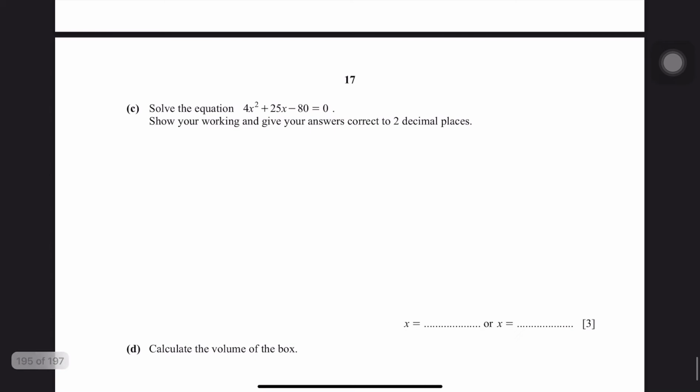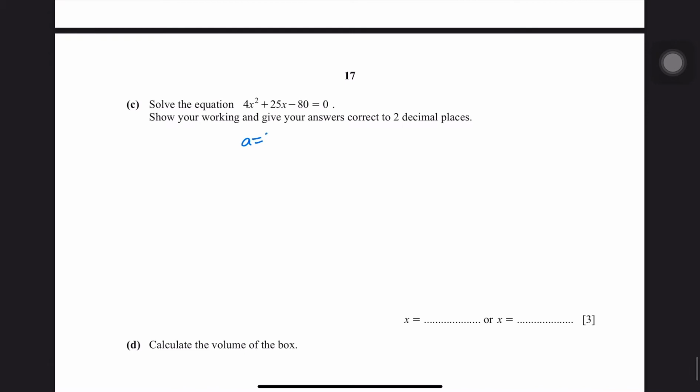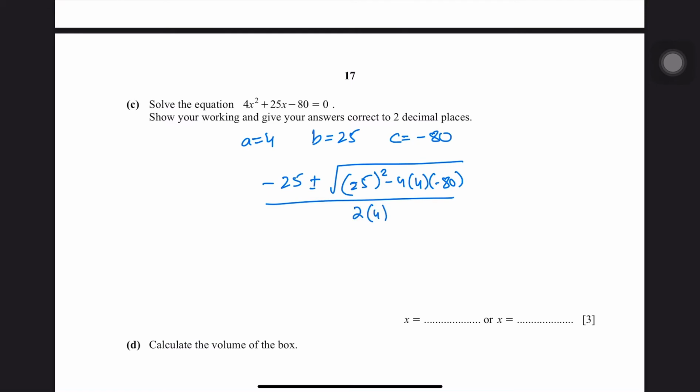Okay, then it says solve this equation, showing your working, giving your answer correct to 2 decimal places. So whenever this question is there, it's about the quadratic formula. You should know the quadratic formula by heart. Minus b plus or minus root of b squared minus 4ac over 2a. You can then write minus 5 plus or minus 1905.